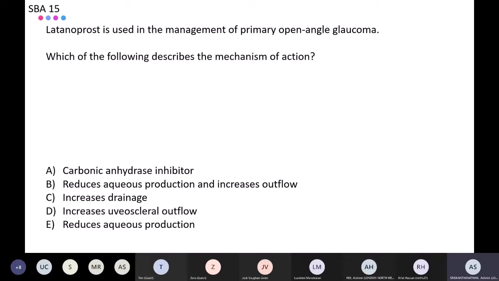Yeah, I think this is the last question. Okay, so latanoprost is used in the management of primary open angle glaucoma. Which of the following describes the mechanism of action? I'll give you about 20 seconds for this. You get 5 more seconds.